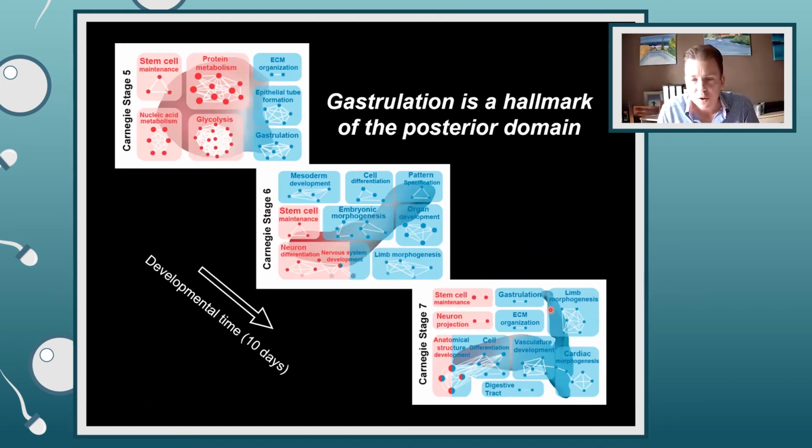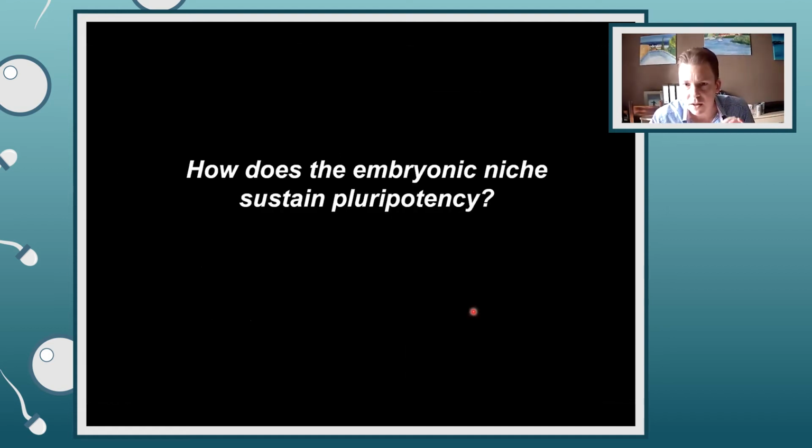We can do spatial GO term analysis. We get strong features of gastrulation, differentiation in the posterior, and, this was quite surprising, we see a lot of stem cell maintenance in the anterior. And what this led us then to ask is how does the embryonic niche sustain pluripotency for that long in the primate embryo? It's over 10 days in the marmoset.